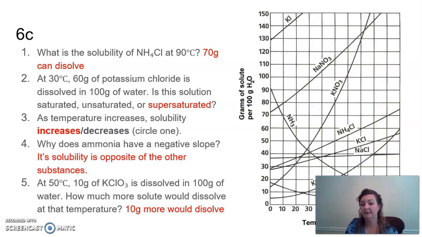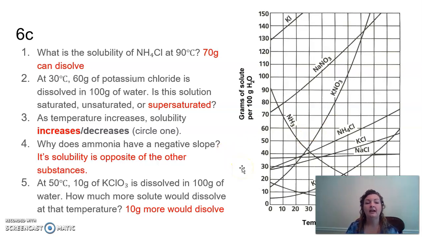Do you guys see how I did that? I go straight up for 90 degrees until I hit that line, and then I go straight over to see what it is on my y-axis, and it's 70 grams. So 70 grams can dissolve at 90 degrees because this line, remember, means saturated. So that is the maximum amount of solute that can dissolve in water at 90 degrees Celsius for NH4Cl. Notice each line is different because each line is a different substance. The different substances are going to have different solubilities. They're going to have different amounts that can dissolve at different temperatures. And that's what this graph is showing us, okay?